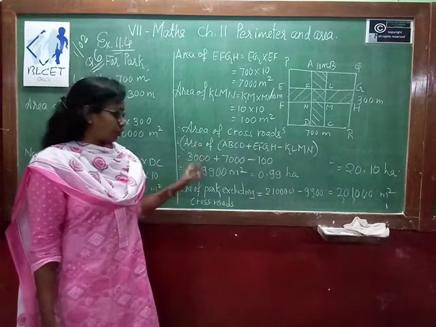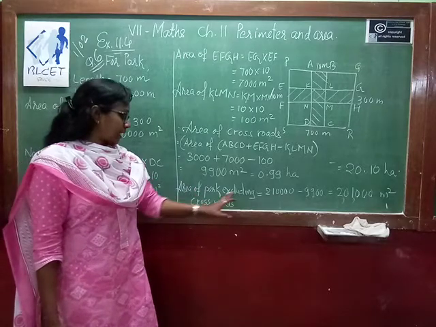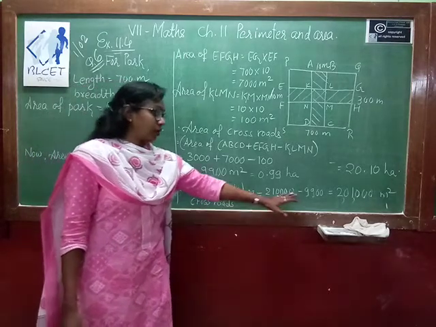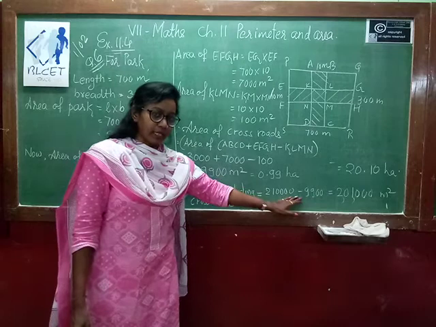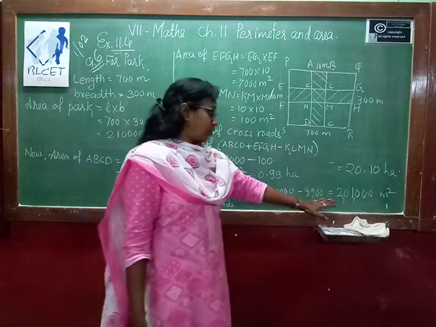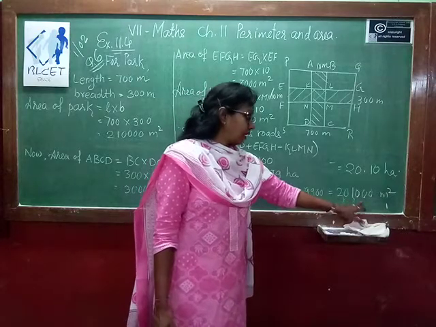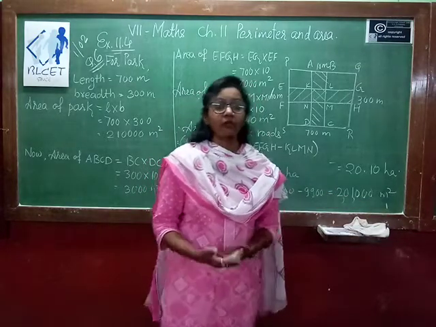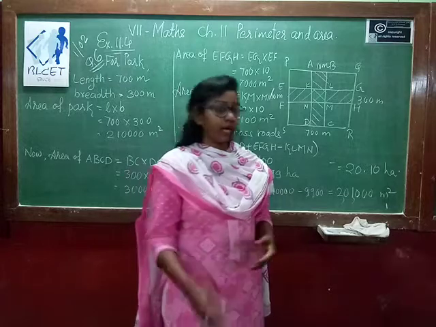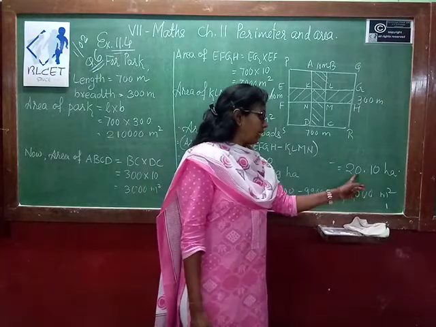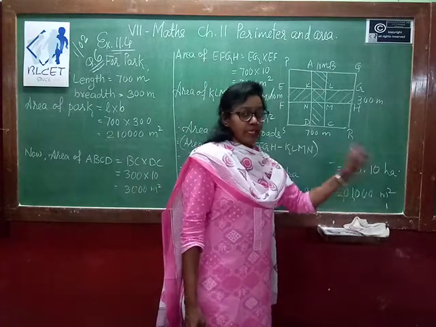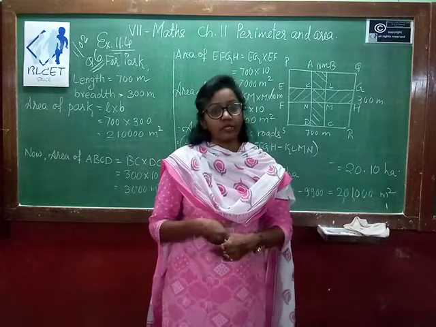So area of park excluding crossroads is equal to what? Total area of park, that is 2,10,000, minus area of crossroad, that is 9,900. We will get 2,01,000 meters square. This also we have to find in hectares. So we have to divide by 10,000. So what will we get? 20.10 hectare. So this way we can solve question number 6.